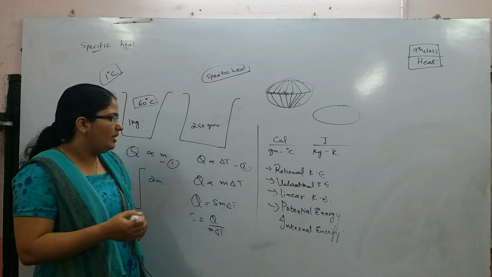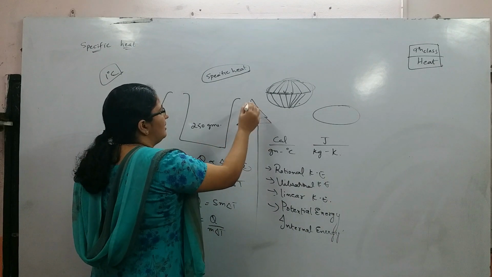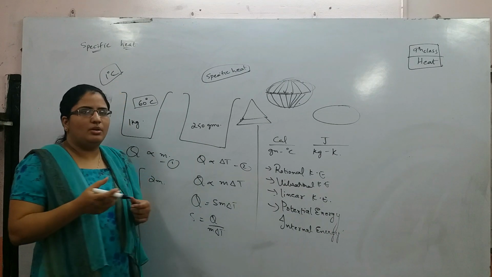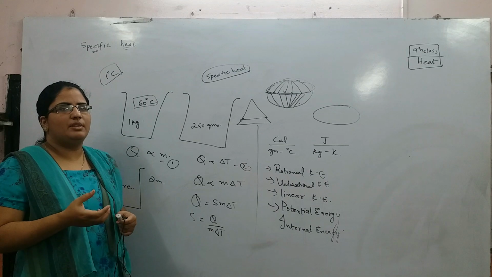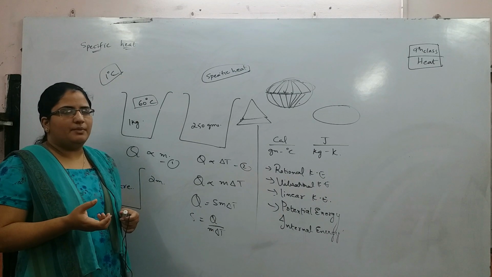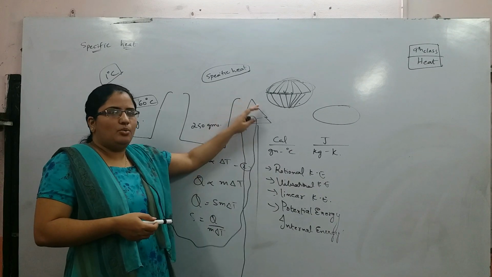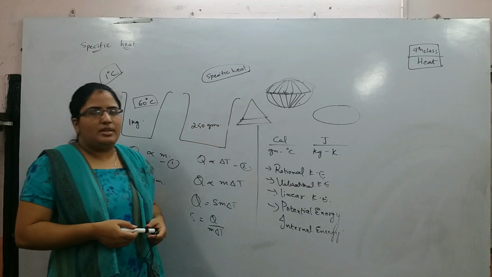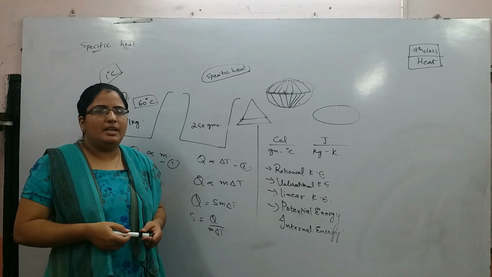Even a samosa, when you eat it, sometimes it might appear cool outside, but inside it will appear hot, because it is not easy for the water present in it to give up the heat energy. So that is the reason why, although outside it may appear cool, inside it will appear hotter. So that is about the applications of specific heat.